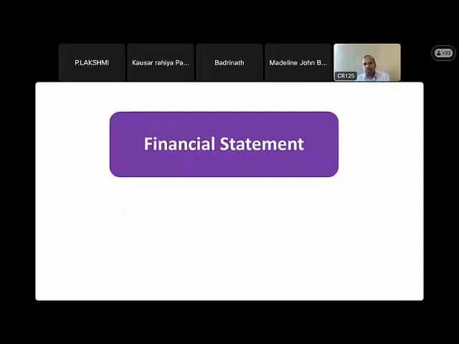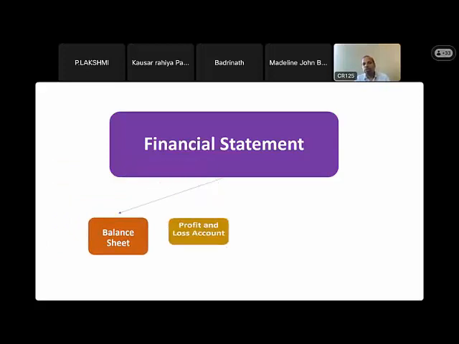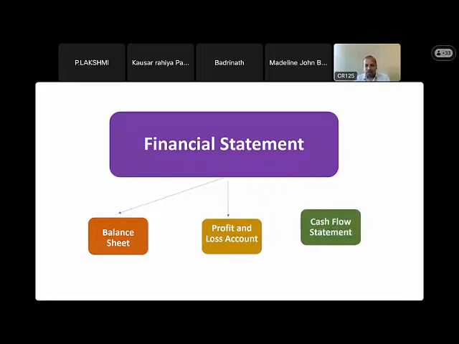What is this financial statement? I think this is a word you have heard pretty often while you came across this accounting phenomenon. So let us talk about what a financial statement is. In a very simple manner, the financial statement is the three important documents of the company: the balance sheet, the profit and loss account, and the cash flow statement.